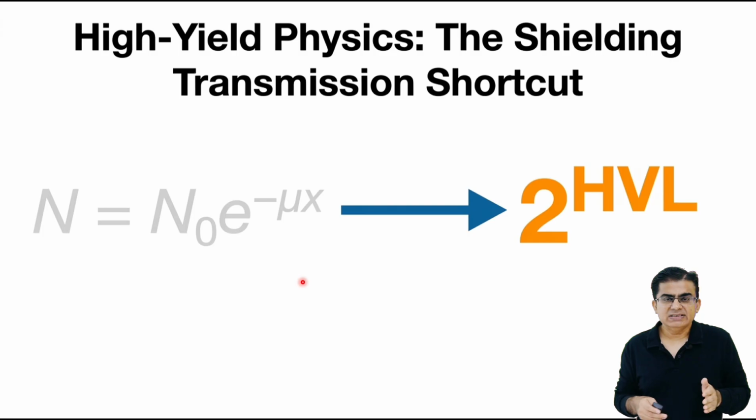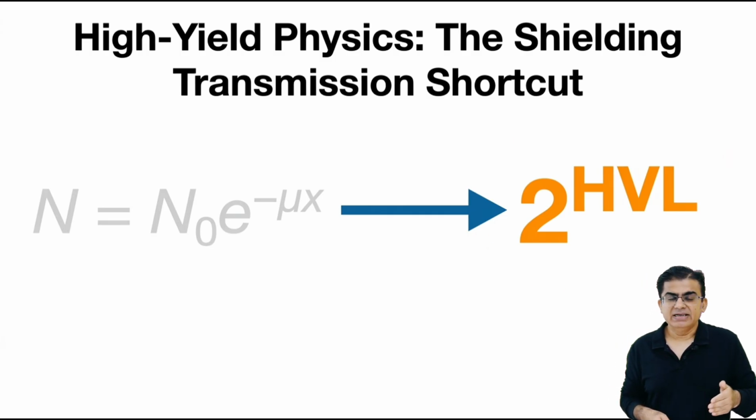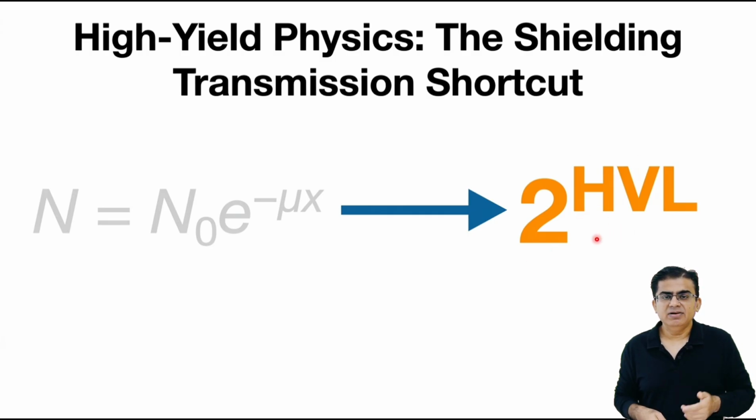So please look at this simple formula. We are going to transition from that complex theoretical baseline to a very simple clinical shortcut. This shortcut is called the photon reduction factor, represented by the formula 2 to the power of HVL. This simple formula will be your absolute best friend for quick mental maths.